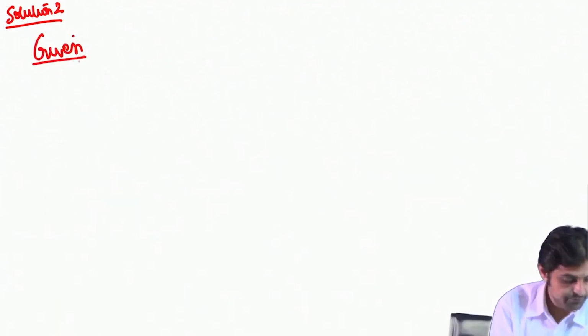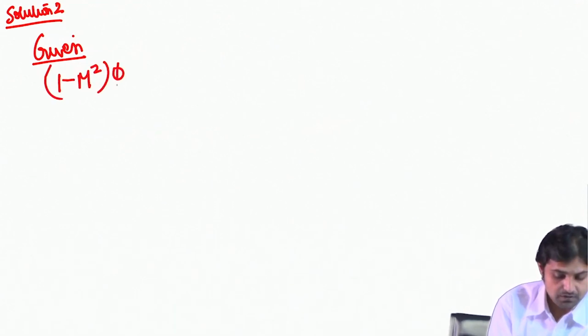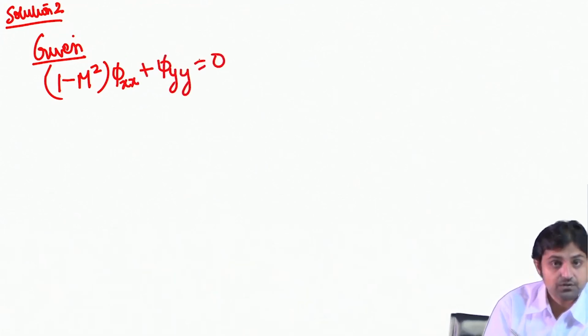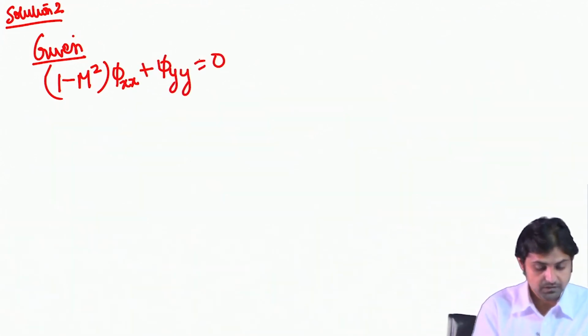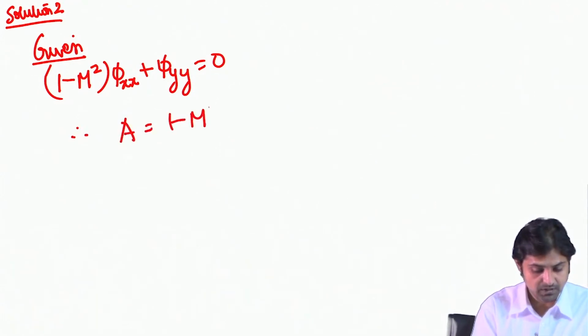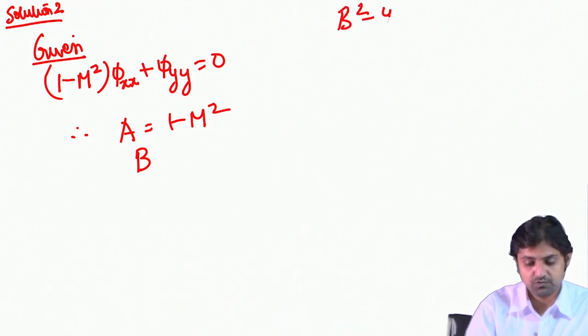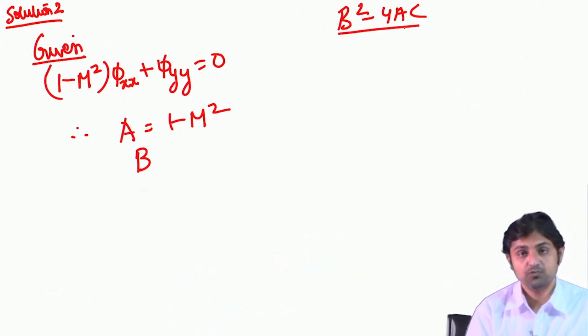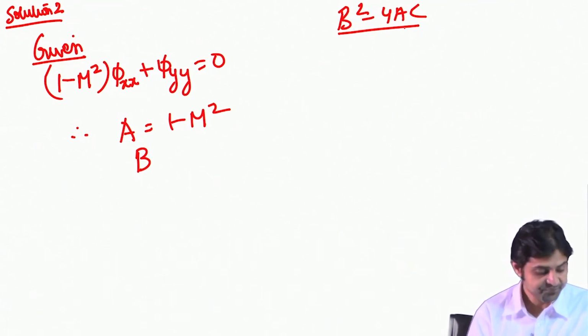All right. So, first we write down what is given to us, 1 minus m square into phi xx plus phi yy is equal to 0. All right. So, therefore, A is equal to 1 minus m square. So, you remember that we said discriminant of b square minus 4ac we have to calculate, you remember that part. Okay. Here there is no b, but c is equal to 1.